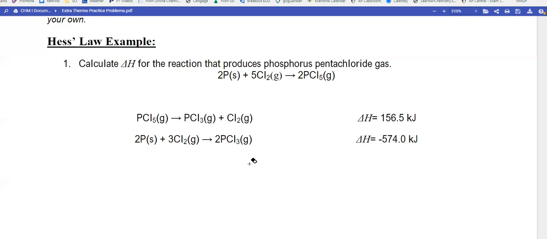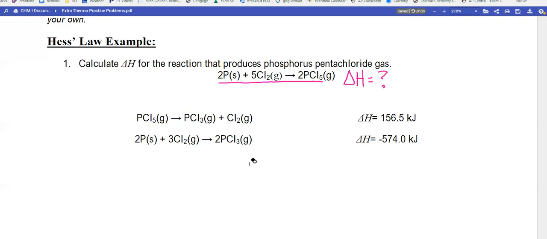And not everybody in the class has the same ones, so you need to try to do it yourself. Okay, so for the Hess's Law example, we all have the same number one problem where we're going to calculate the delta H for the reaction right here that produces the phosphorus pentachloride gas. So the idea is that we will know what the delta H is by the end of the problem.